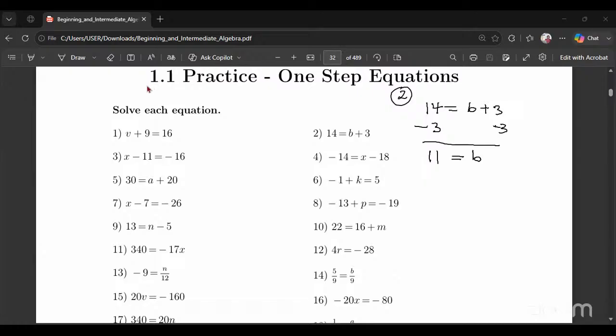You want to treat an equation with the understanding that there must always be a balance. What you have on the left-hand side must be equal to what you have on the right-hand side. So you want to manipulate and play around with numbers to ensure that there is a balance. So it's very easy to solve one-step equations.